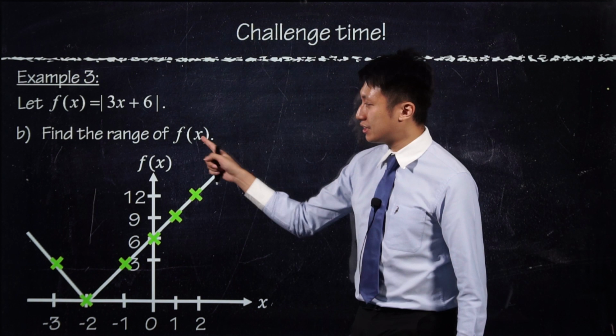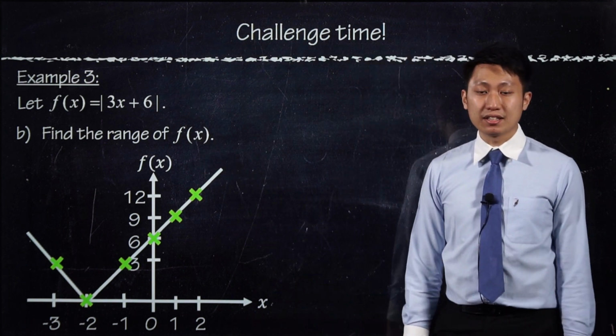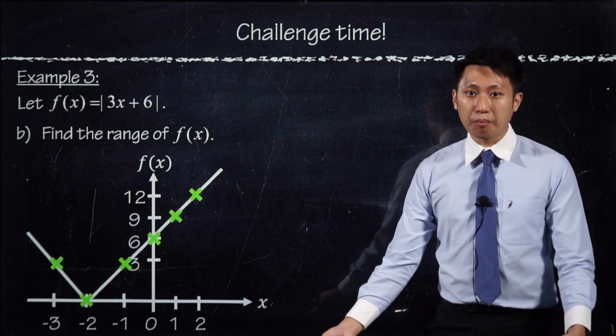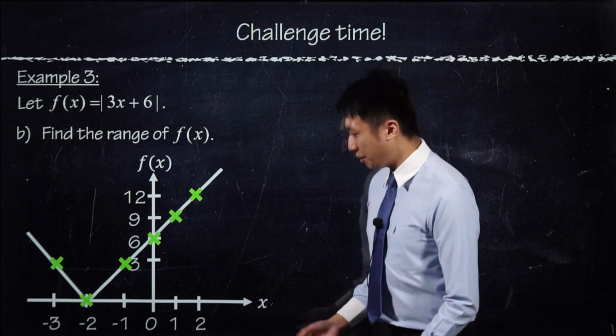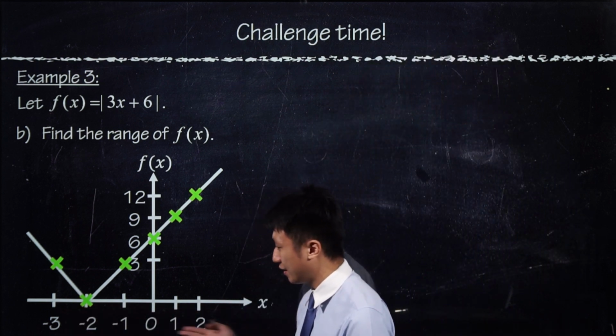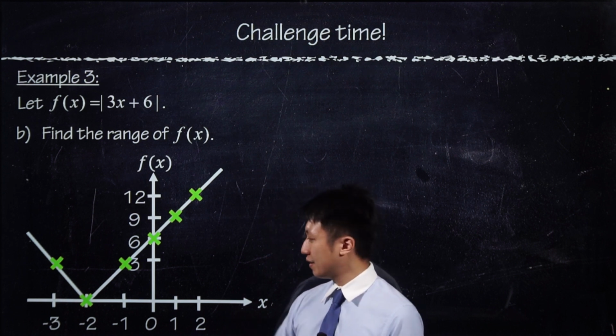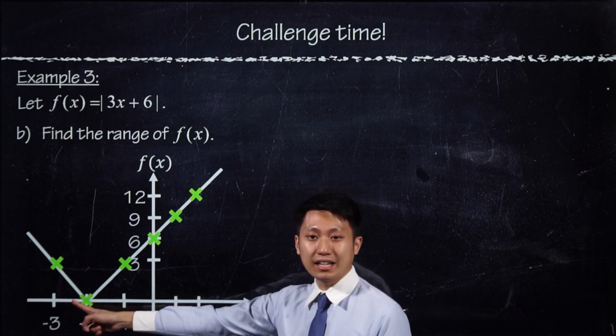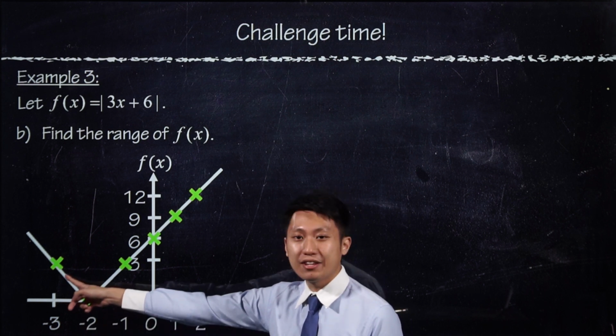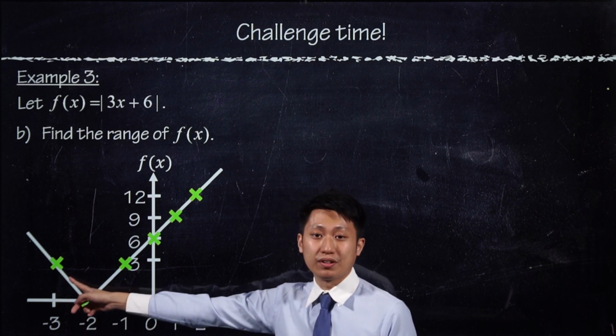Find the range of f(x). What is range? Range is all the possible outputs that are being mapped, right? So what's the object here? The object here is the things here. Is negative 2.5 an object? Yes, it's here. Why is it an object? Because it maps to some value here. What's the value that it maps to?